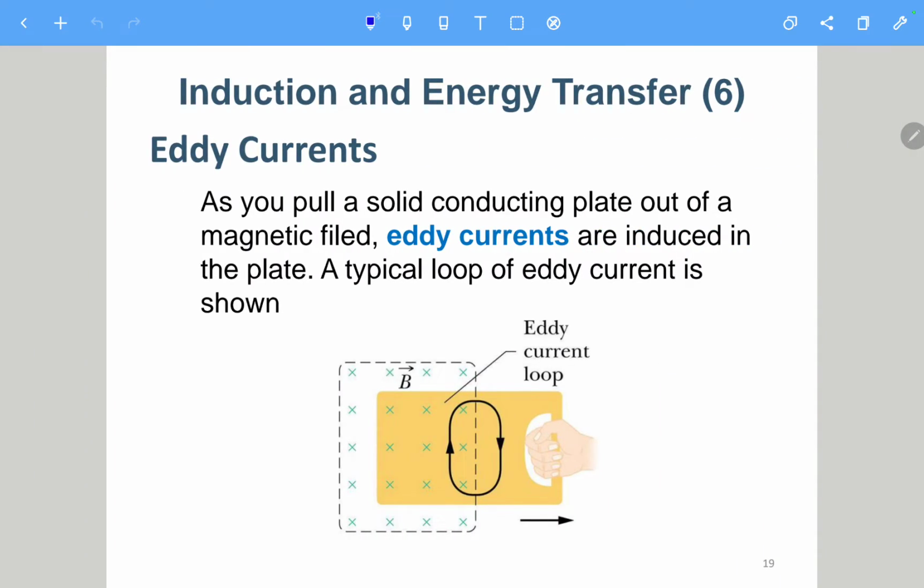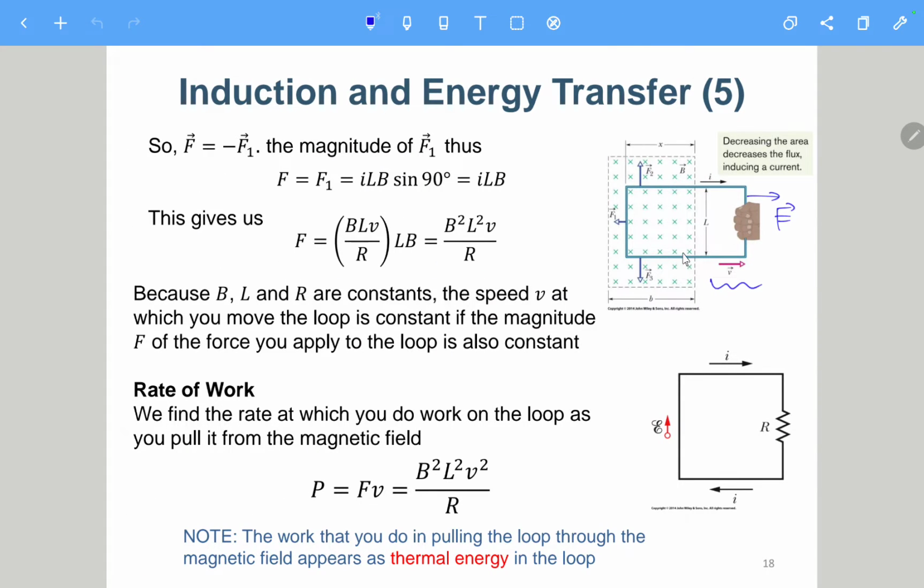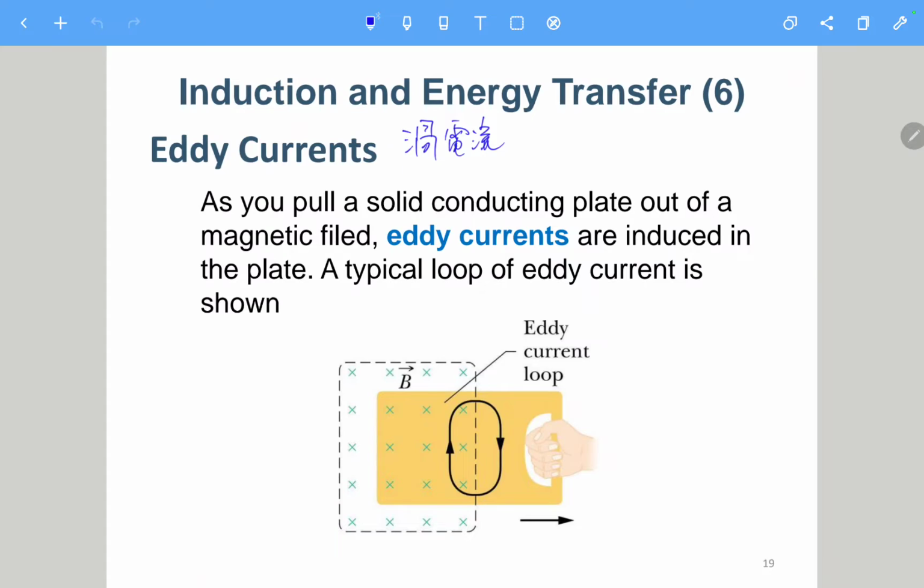Okay, so here it talks about the eddy currents. In Chinese, it is called 涡电流. So just now we had a physical loop, so that there would be current. And here it mentions that even though it is not an explicit loop, there will still be current.